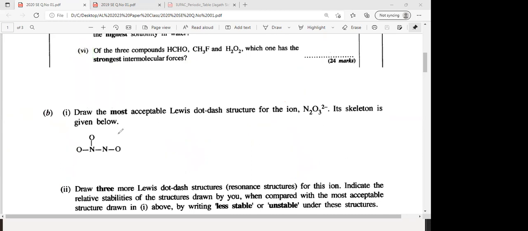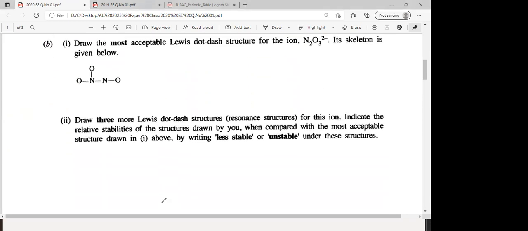Right, I'll erase the screen now. Then part B. Draw the most acceptable dot-dash structure, or the Lewis structure. The skeleton is given below. I told you the most possible thing is what? Can hydrogen go expanded octet? Not possible. Hydrogen cannot go expanded octet. Hydrogen can have a maximum of 2 electrons.